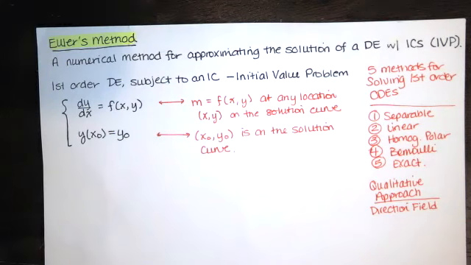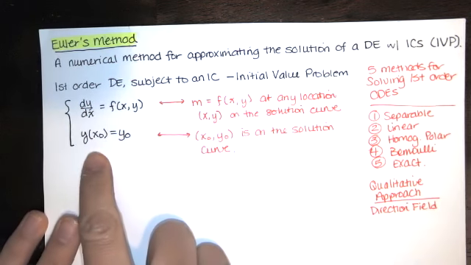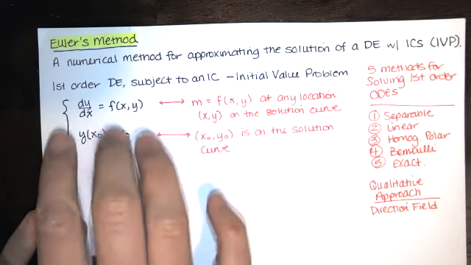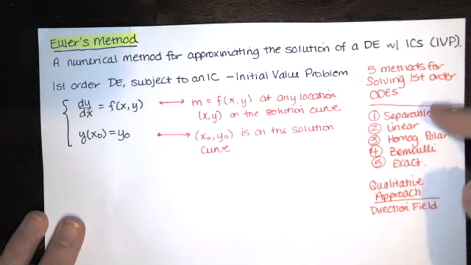In this video, we discuss Euler's method, which is a numerical method for approximating the solution of an initial value problem. That's a differential equation subject to some initial conditions. Now here we're dealing with first order ODEs subject to some initial condition that looks like this. Now, typically the way we would handle this IVP is we would solve the differential equation using one of these methods that we've previously studied.